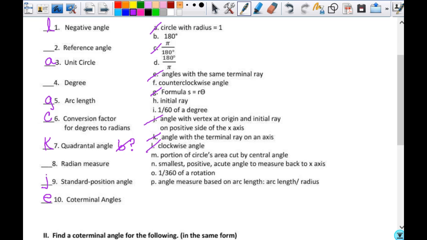M, portion of circle's area cut by a central angle. So that's a sector. Don't have that as one of my remaining choices. Smallest positive acute angle to measure back to the x-axis, and that is your reference angle. Some of you really need to practice on those. Well, actually, all of you do. You need to know them very, very well.